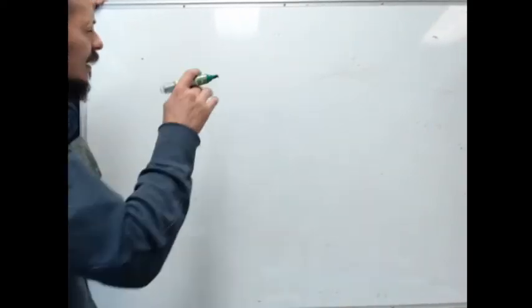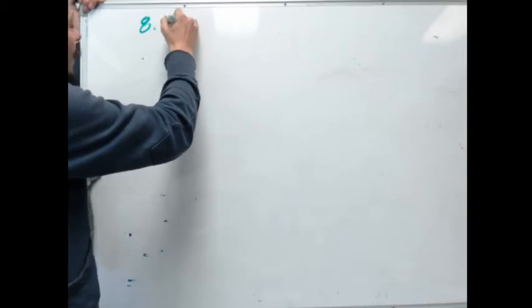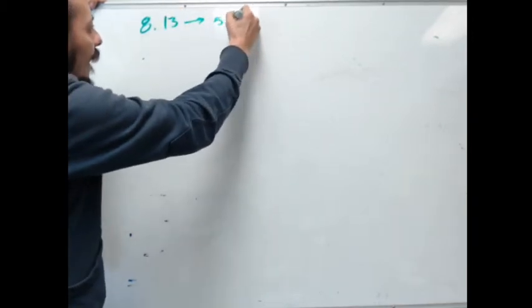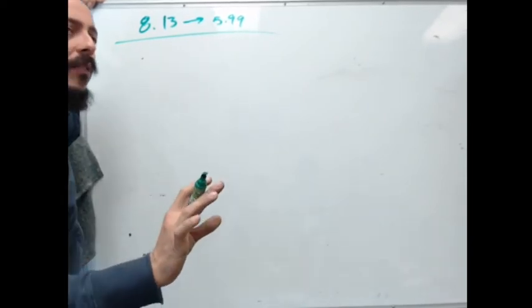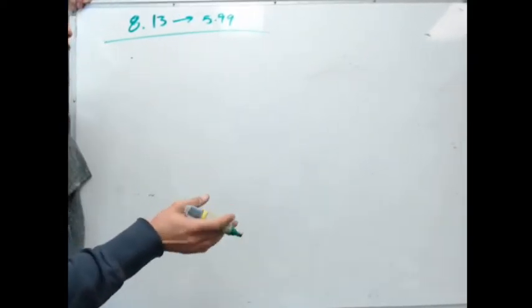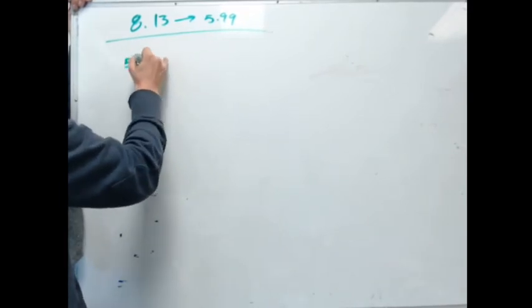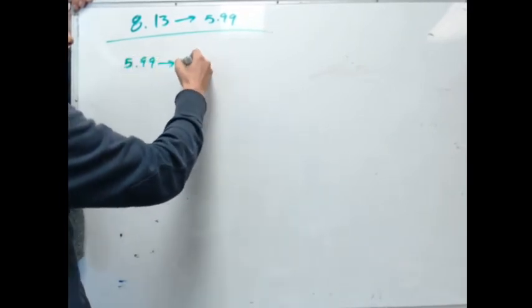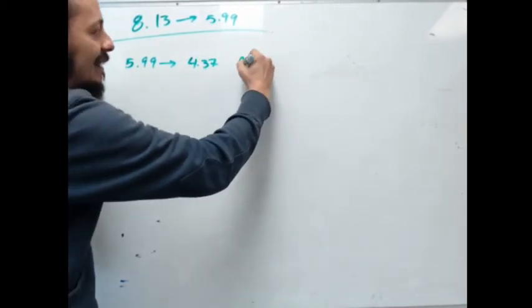So what's the pH range we're looking at? It's 8.13 to 5.99. Now I'm going to talk about this problem in terms of the other problems we did. So if we wanted to look at pH going down, from a pH of 5.99 going to a pH of 4.37, I'm in acidic conditions.